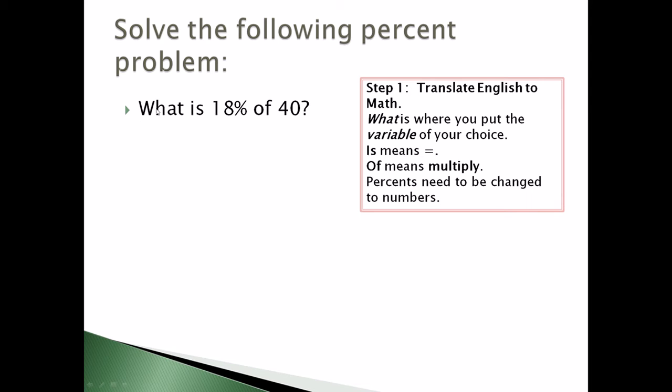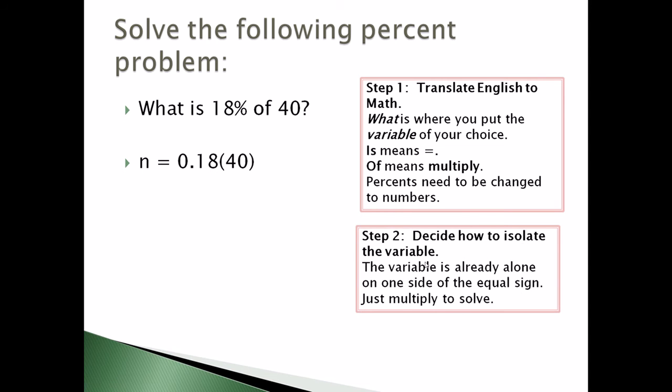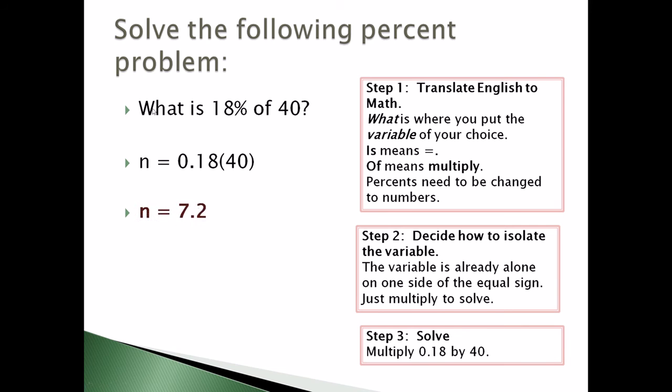So here we go. What is, where I'm going to put the variable. Is, we write down equals. 18%, 0.18. Of, times 40. All right. Step 2, decide how do you isolate the variable? Well, here's my variable. Is there anything next to it? No. In this case, the variable is already alone, so to find out what it is, I am just going to multiply 0.18 times 40. And when I do, that's going to solve the problem, and I have 7.2. So 7.2 is 18% of 40.